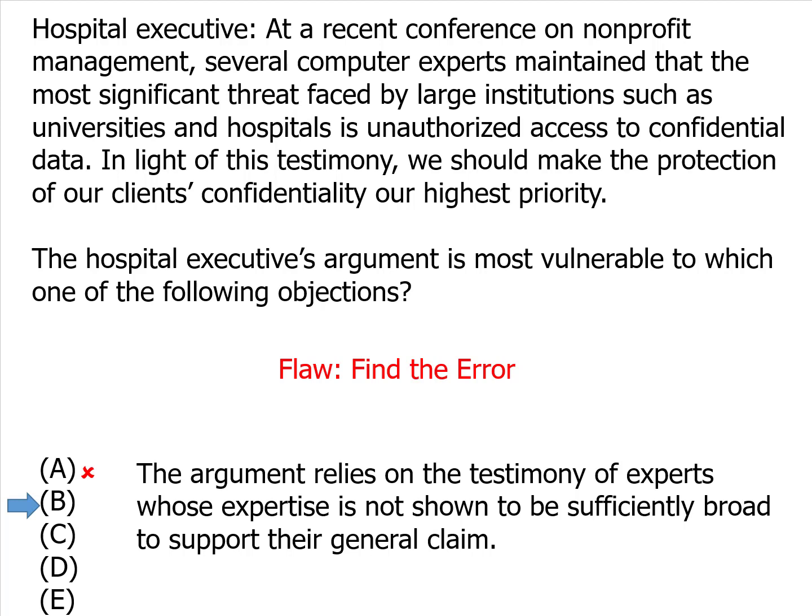Answer choice B says that the argument relies on the testimony of experts, and it does, whose expertise is not shown to be sufficiently broad to support their general claim, and it isn't. This is the problem with this argument. Now, glance at the other answer choices just to see why they're wrong.